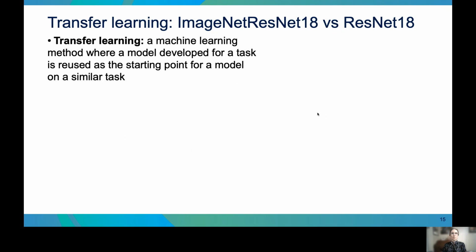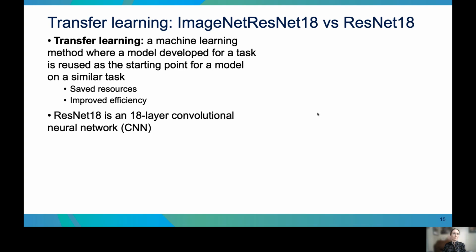So the first thing that we wanted to do with this analysis was to understand whether we wanted to use a pre-trained model or not. And so we wanted to see whether we wanted to use something called transfer learning, which is a machine learning method where a model developed for a task can be reused as the starting point for a model on a similar task. This can be a good thing because it can save resources and improve efficiency.